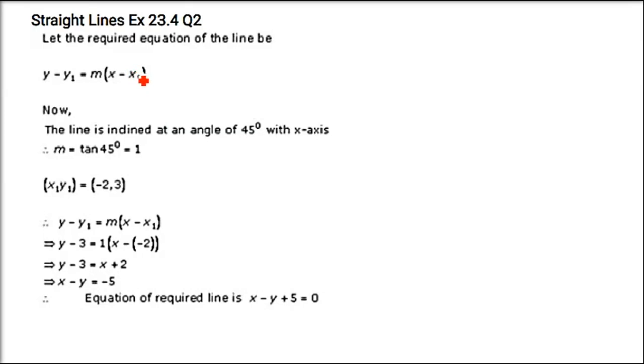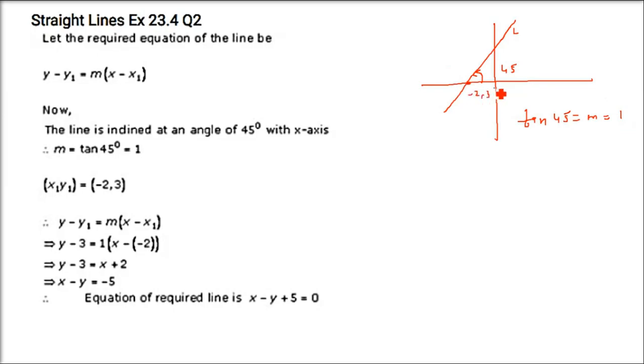Find the equation of the straight line passing through (minus 2, 3) and inclined at an angle of 45 degrees with the x-axis. So it is passing through, let me just make it. So this is inclined like this. Find the equation of a straight line passing through (minus 2, 3). So the angle is 45 degrees and m is tan 45 degrees, because m we have to find out. Tan 45 is 1, so m is 1.